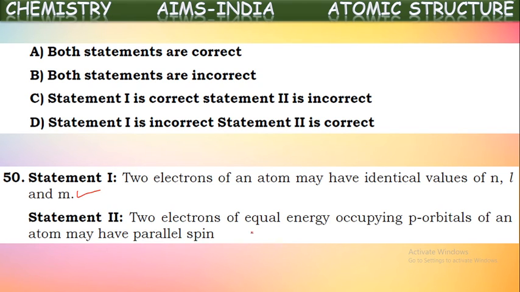Second one, two electrons of equal energy occupying p orbitals of an atom may have parallel spin. Of course, two electrons with equal energy may have parallel spin. Yes, according to Hund's rule, electrons in the degenerate orbitals will first occupy singly. So electrons in the same energy may have parallel spin. It is also a correct statement. So both 1 and 2 are correct statements. So the correct answer is A.